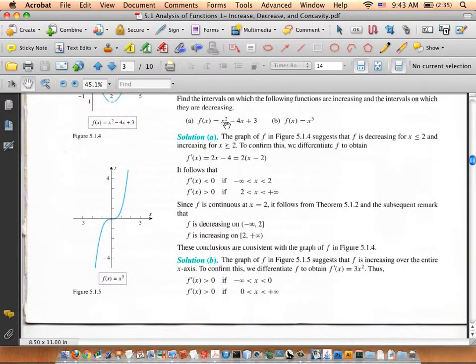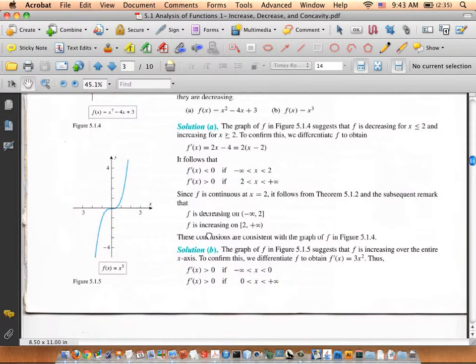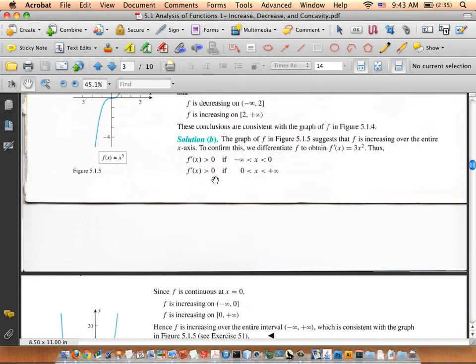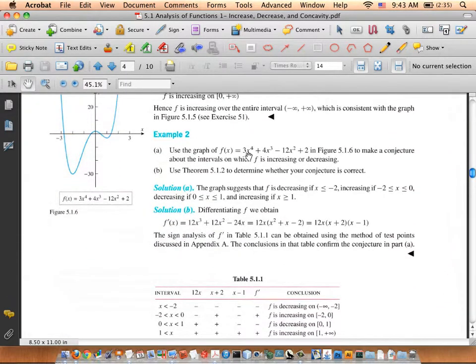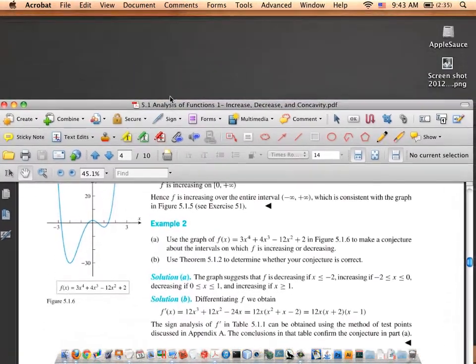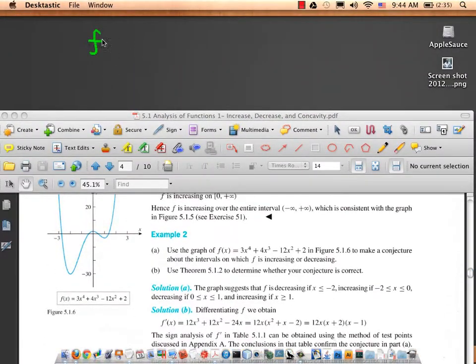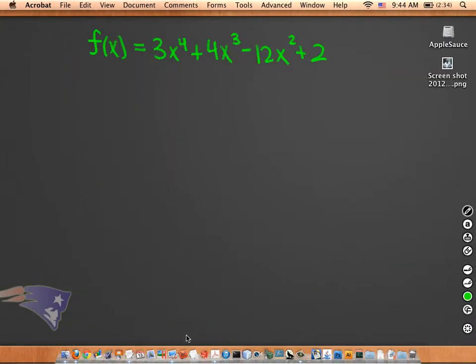There we go. Negative x squared minus, that's a parabola. I'm not really concerned about a parabola. I would want a cubic. Oh, they give me a quartic. Here we go. So it's f of x equals 3x to the fourth plus 4x to the third minus 12x squared plus 2. There we go. All right, let's go ahead and graph this guy.